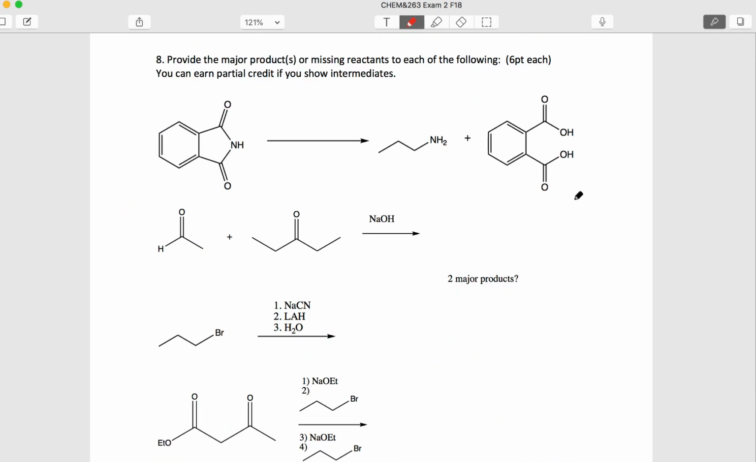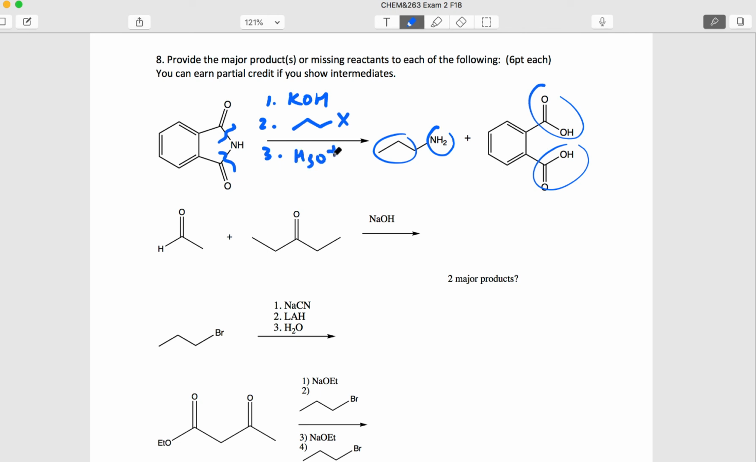All right, last page. Started off with some easier ones here, just expecting you to know this is Gabriel Synthesis, so strong base, KOH or LDA, anything you want to use there is fine. And then you need a source of this 3-carbon chain here, so some kind of alkyl halide, iodide is fine, bromide is fine. And then remember, this is hydrolysis, so that we get carboxylic acids and you free this amine. So you need H3O+, water is not enough. Okay. 2 points for each of these.